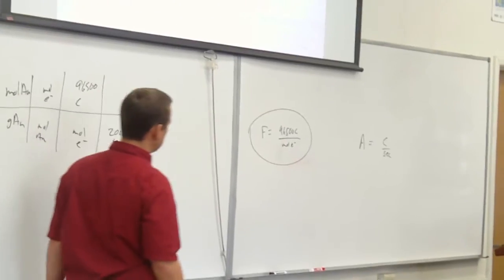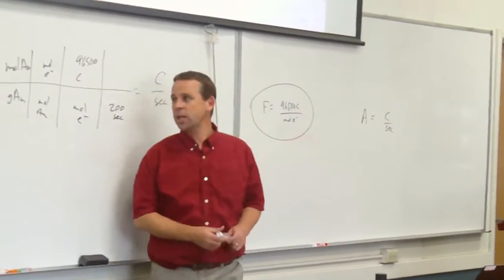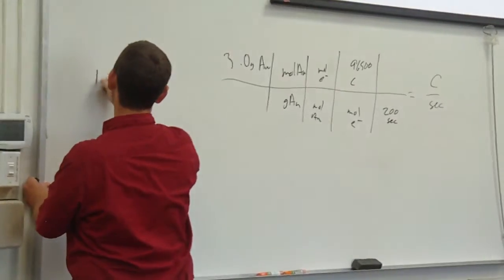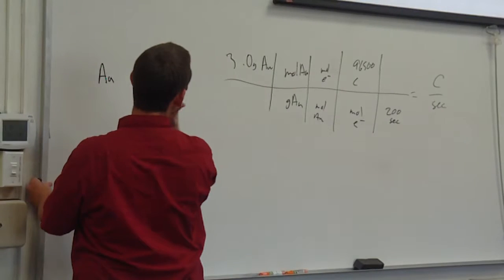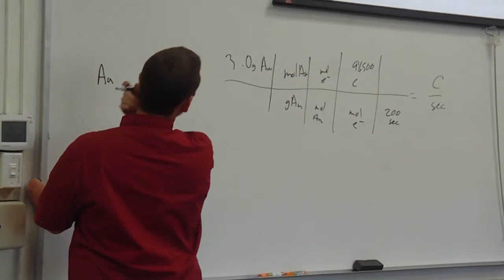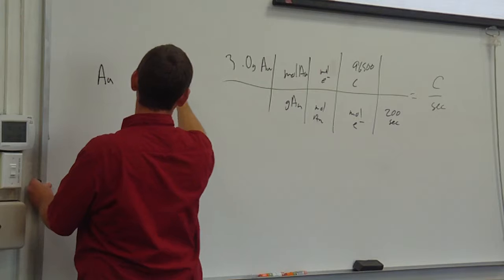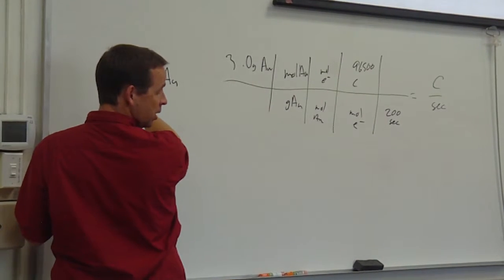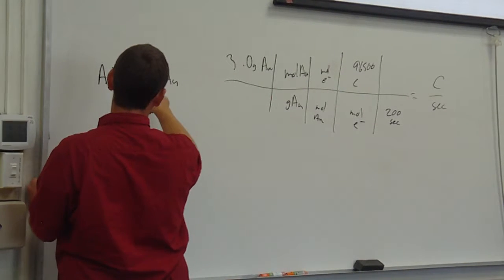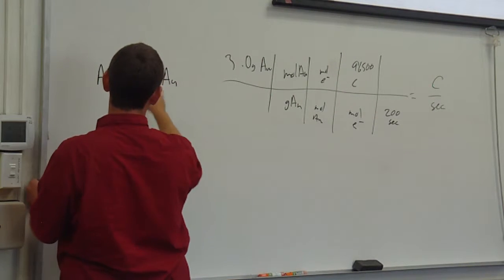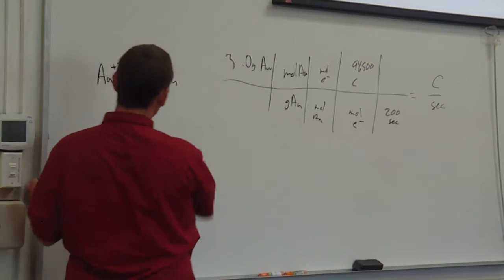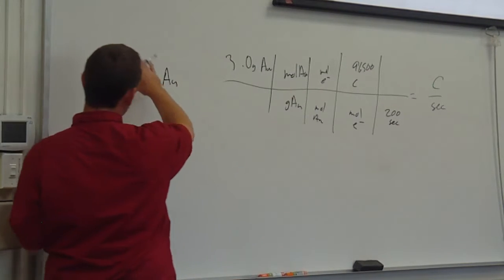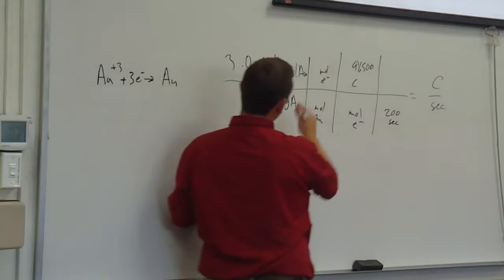That's a good question. How did we know how many moles of electrons given the moles of gold? Well, what are we asking gold to do? What are we asking to happen here? We're taking what kind of gold? A plus 3 ion, and we're going to Au. So that means we must be getting those 3 electrons. So that's what we have: 3 moles of electrons necessary for every one of these Au plus 3.